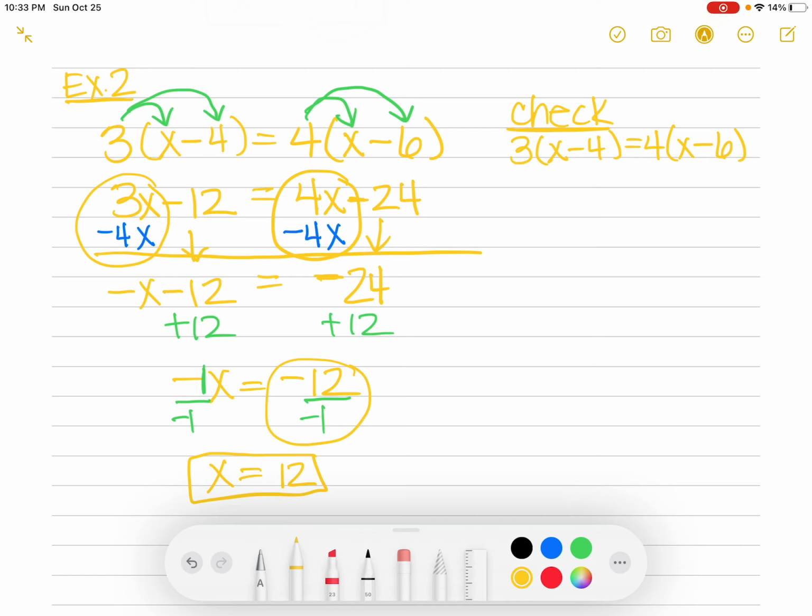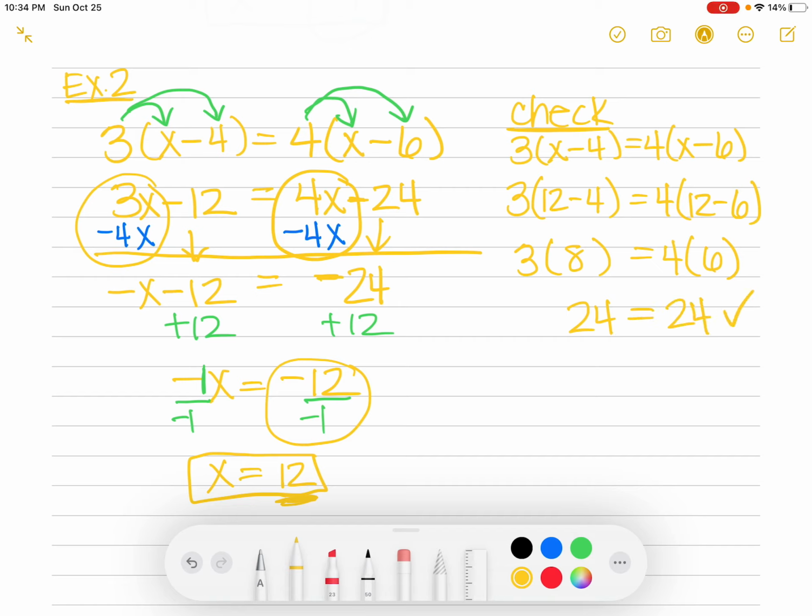Okay, so here's my problem on the check. I put the x's in there so that you could see it when I change it into 12 for the x's, right? Because that was my answer, 12. So everywhere there's an x, I'm going to put a 12. So I get 3 times 12 minus 4 equals 4 times 12 minus 6. So now I'm going to do inside my parentheses. So 12 minus 4 is 8. And over here, 12 minus 6 is 6. So now on the left side, I have 3 times 8, which is 24. And on the right side, I have 4 times 6, which is 24. So those check. That is correct.